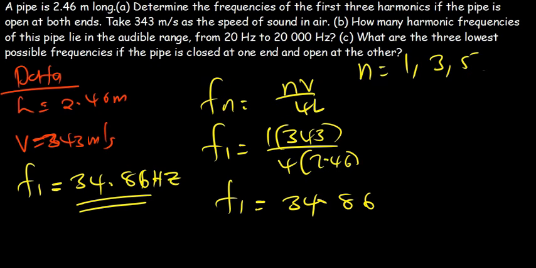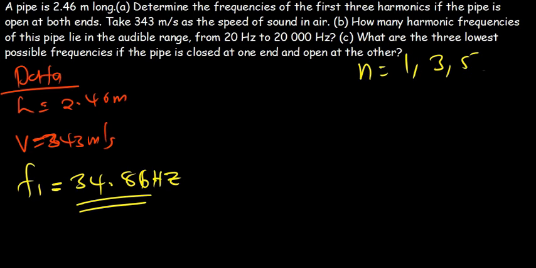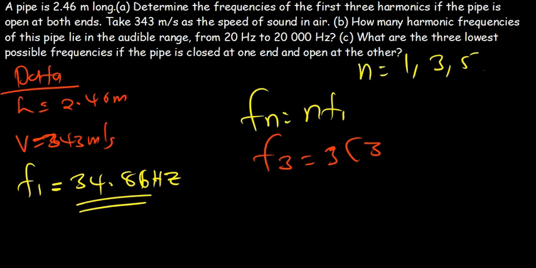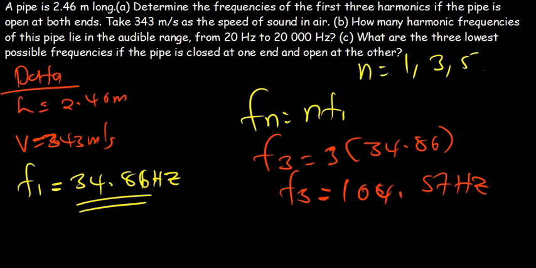Now we said that if you have the first one, then you can use the simple formula, Fn is equal to n f1. The second one will be the third one in this case. So it will be 3 times 34.86. The third harmonic will be this times 3, which is 104.57 hertz. So that will be the third one.